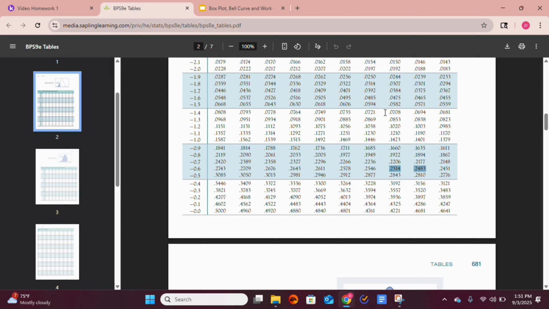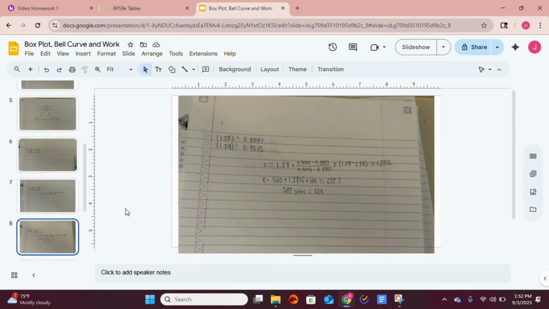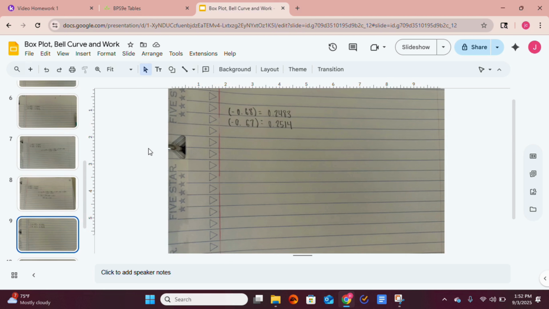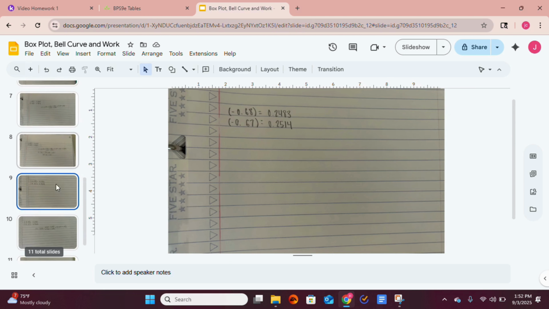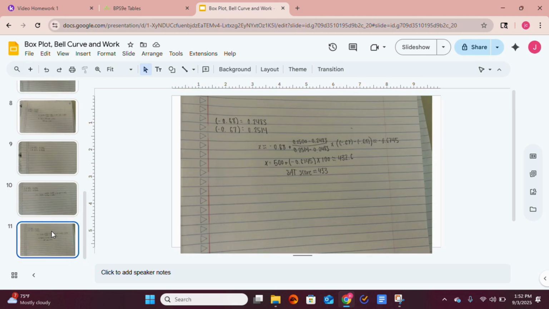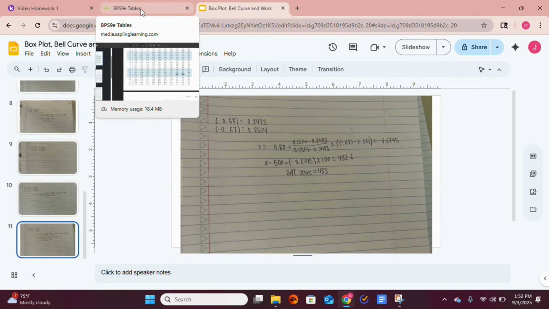Now we do the same kind of equation as last time to find a more exact z-score. So we set it up like we did last time with the z-score and the corresponding decimal points. And then when I set up the equation, I got my answer of negative 0.6745. So now we can plug this into the next equation to find the SAT score. And I got 433 as my final answer that marks the bottom 25% of student SAT scores.